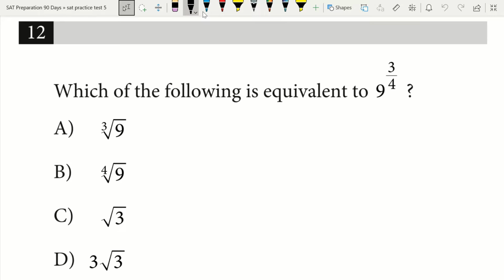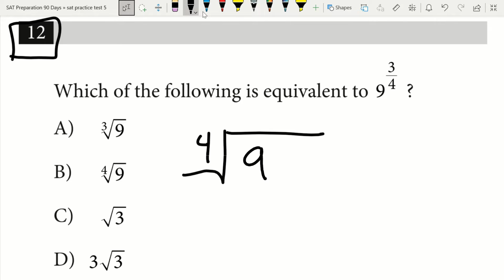Here is an SAT math tip and trick that you can use when you have a number raised to the power of a fraction. In this case, I'm going to use question 12 from SAT practice test 5 as an example. Which of the following is equivalent to 9 raised to the power of 3 over 4? Anytime we have a number raised to the power of a fraction, the denominator, or bottom number, is going to be our root. So since we have 9 raised to the power of 3/4, we're going to have the fourth root of 9 to the third power.